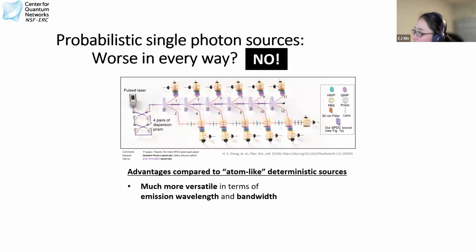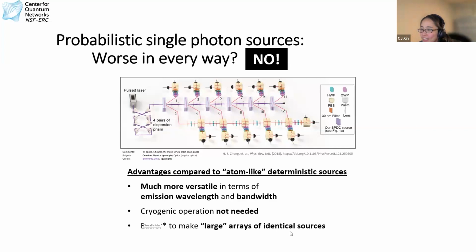And the second reason is you don't need to operate at cryogenic temperatures. Strictly speaking, you don't necessarily need to operate quantum dots at cryogenic temperatures, you can operate them in non-cryogenic operation, but generally they work better when they're cold. And then when it comes to bulk sources, it's actually easier to make large arrays of identical sources. Because why?